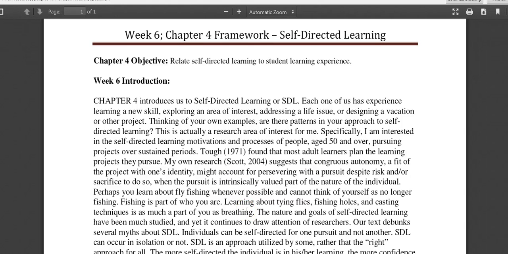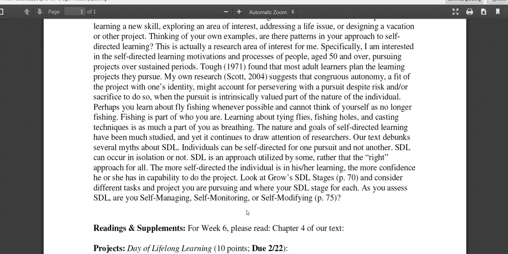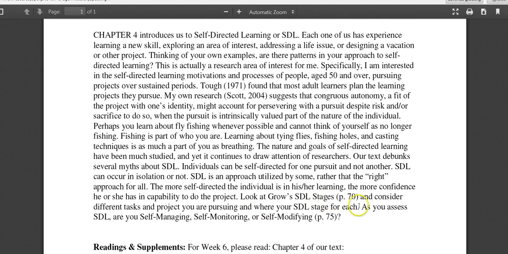Grow's self-directed learning that you'll find in our text is, I think, of particular interest, and it looks like that's on page 70. Grow puts a grid together and goes from highly dependent learning to interdependent learning.